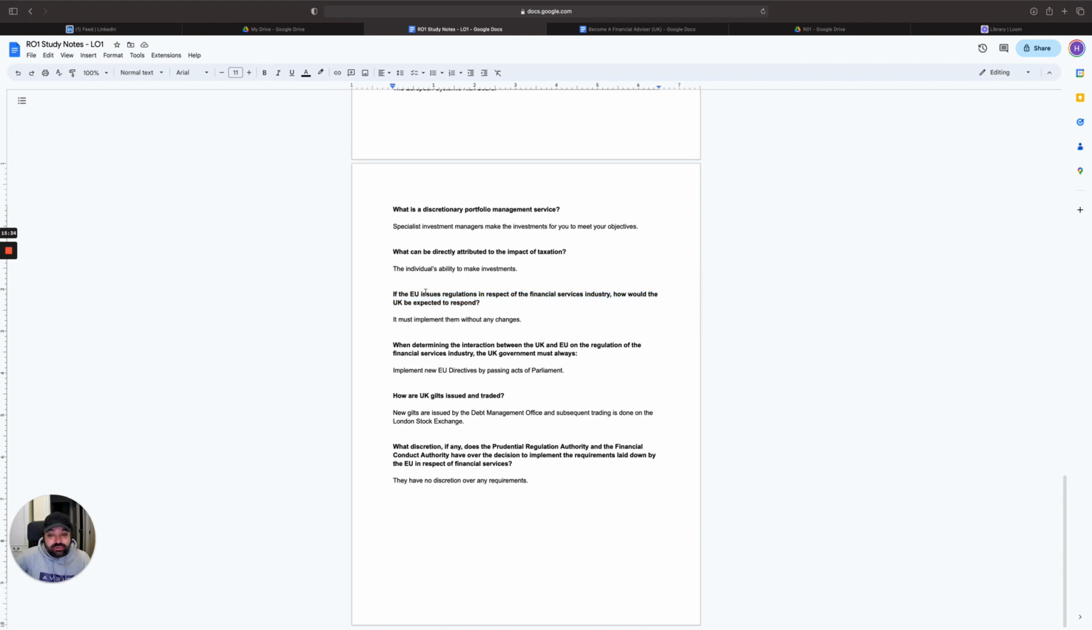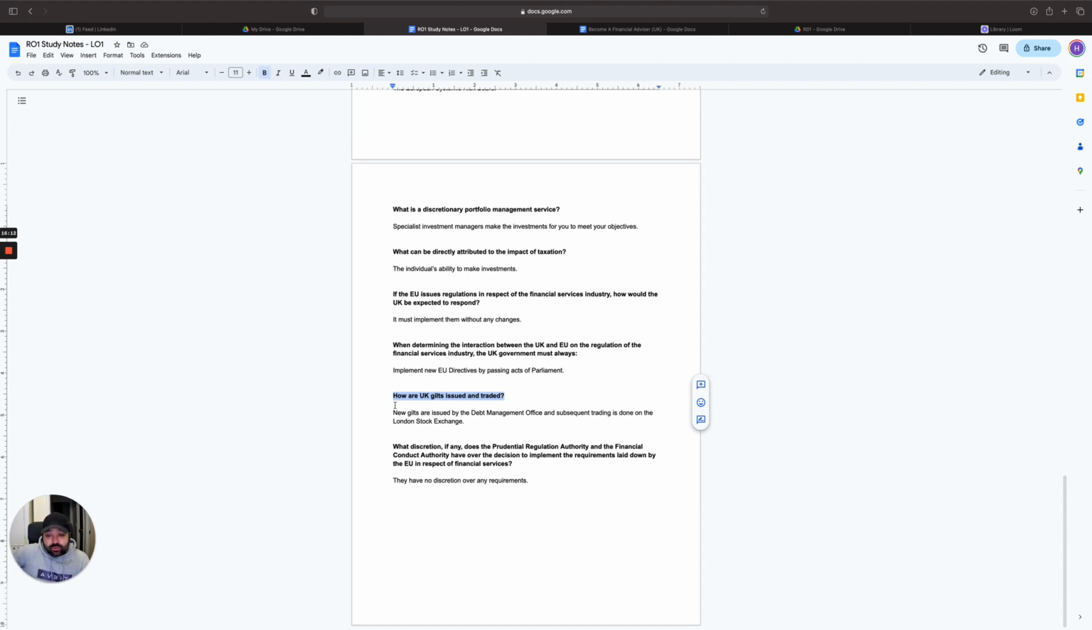So if the EU issues regulations in respect to the financial services industry, how would the UK be expected to respond? It must implement them without any changes. Okay. And when determining the interaction between the UK and the EU and the regulation of the financial services industry, the UK government must always implement new EU directives by passing acts of Parliament. Once again, I was a little bit unsure because of the sort of changing political climate around the EU.